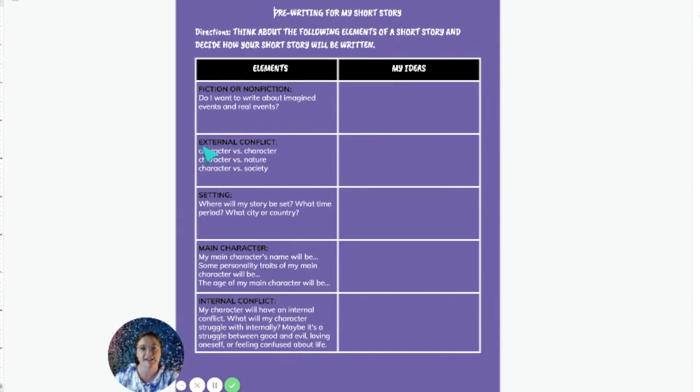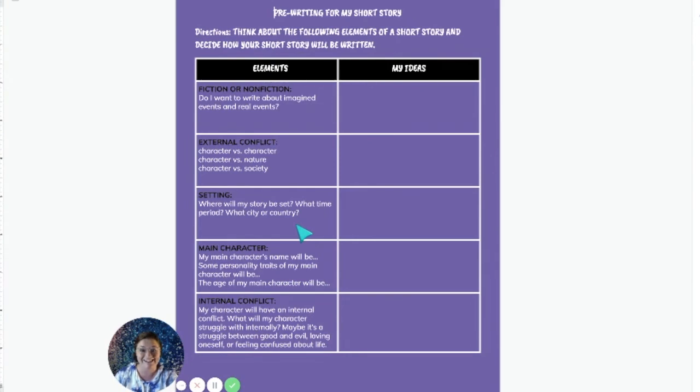Next, you need to decide which type of external conflict you will have your main character experience. So will it be character versus character, character versus nature, or character versus society? I want you to choose one of these and type it here.